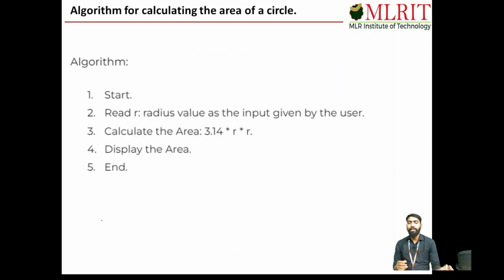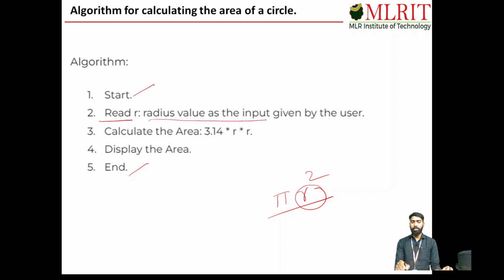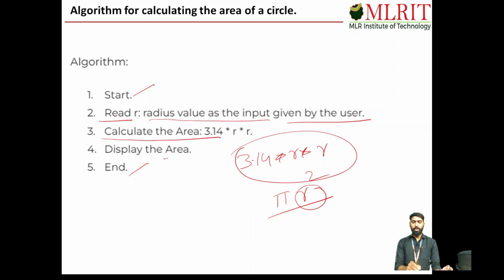Now, the algorithm for calculating the area of a circle. Every algorithm starts with start and ends with end. What is the formula for the area of a circle? Pi r square. Now we read the input from the keyboard, that is, read r, the radius value given by the user. Then you calculate the area, that is 3.14 into r square, and the result is stored in one variable, area. Now we display the area. So this is the algorithm for calculating the area of a circle.